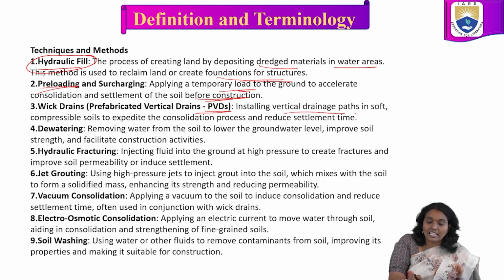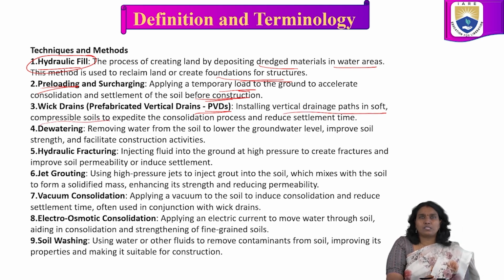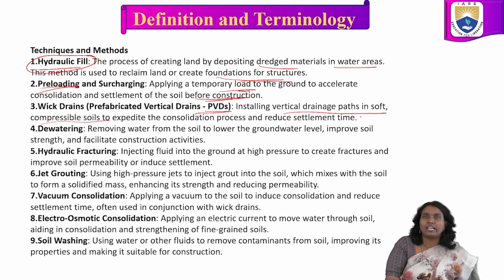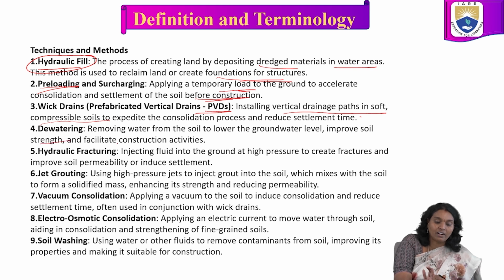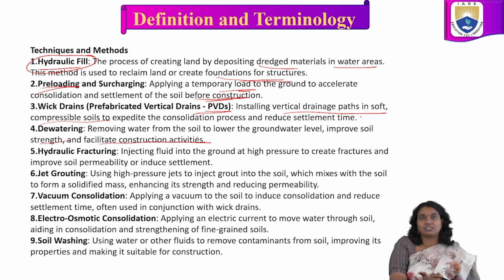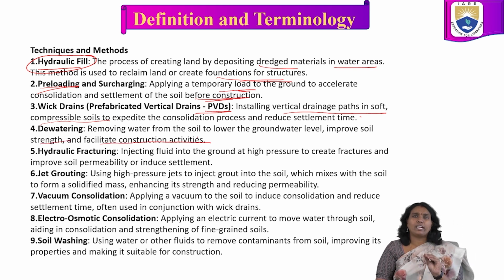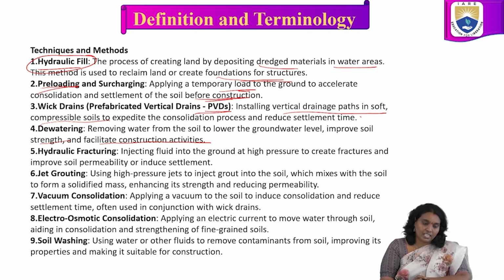Installing vertical drainage paths in soft compressible soils expedites the consolidation process and reduces the settlement time. Dewatering, so removing excess water from the soil, is also one of the important techniques to lower the ground level, improve soil strength and facilitate construction activities. So this is one of the important techniques. Different methods are also available in this dewatering technique.